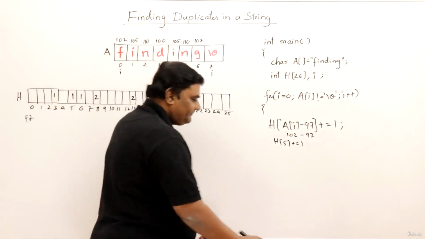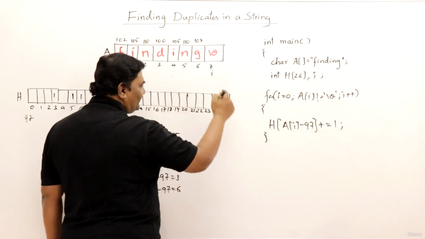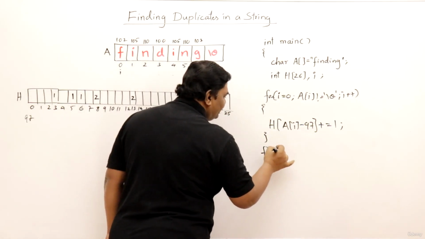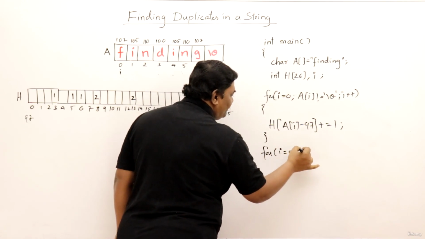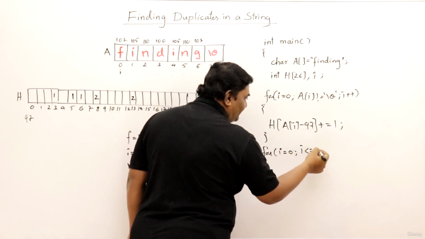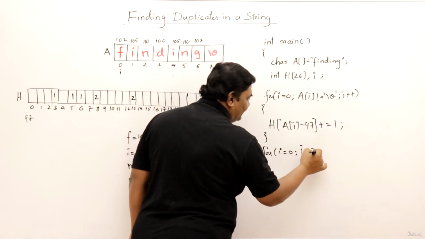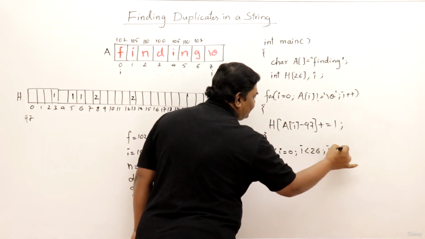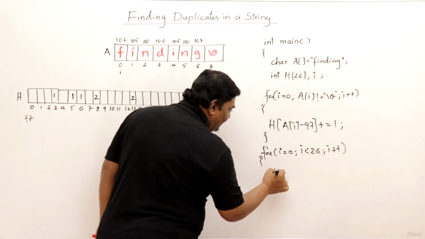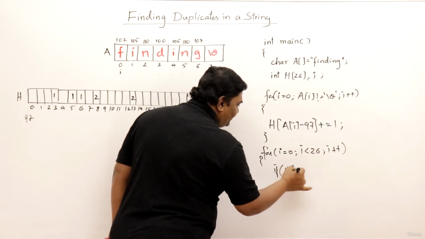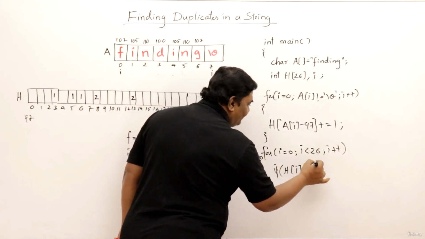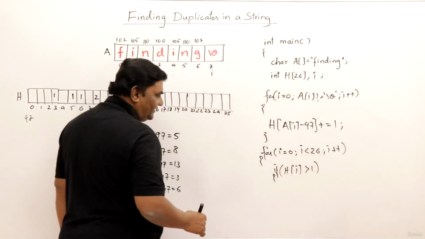So I'll continue writing. This is the end of the string. We have scanned through the string. Now we have to scan through the hash table. The hash table starts from 0 and ends at 25, so I can write less than 26 here. Then I plus plus. Then what I have to do is, if at any place h of I is greater than 1, it means there is more than one occurrence of an alphabet.